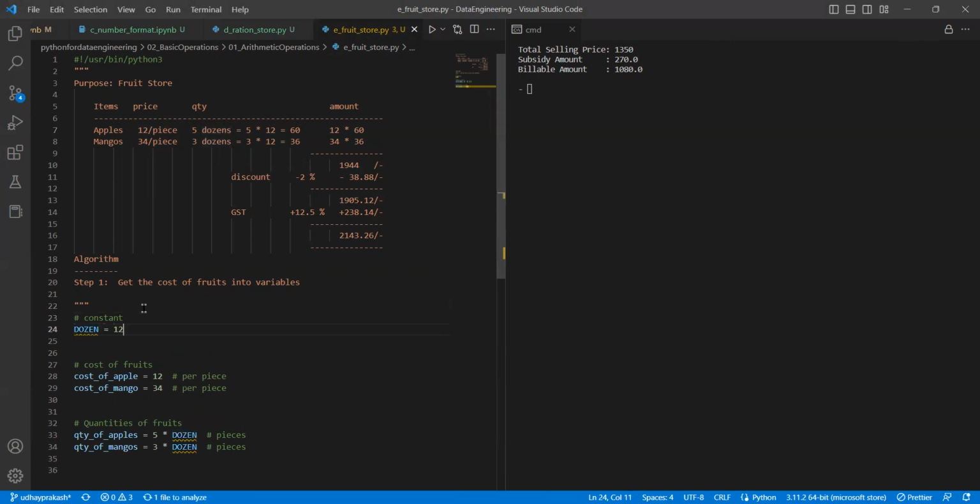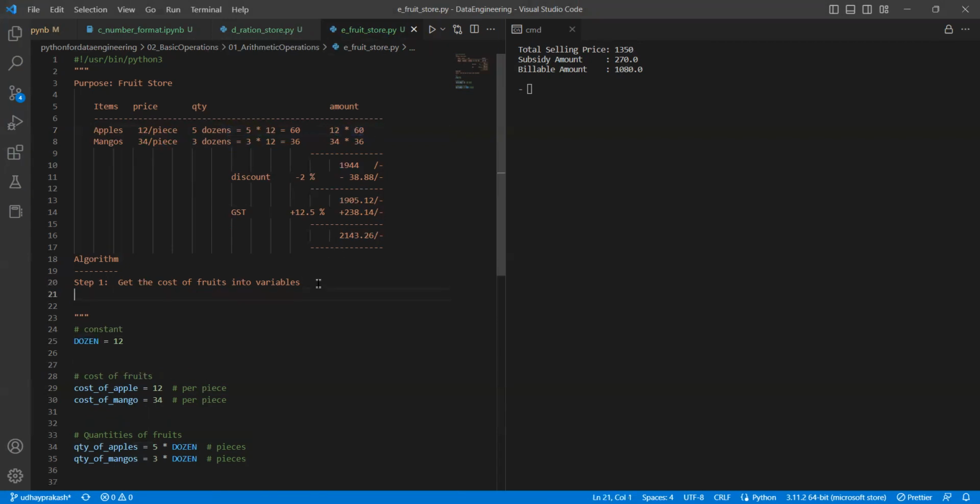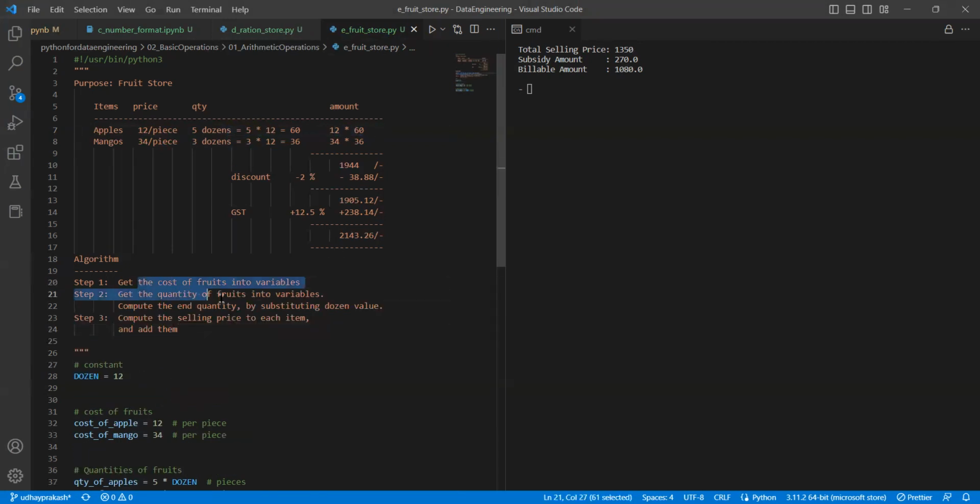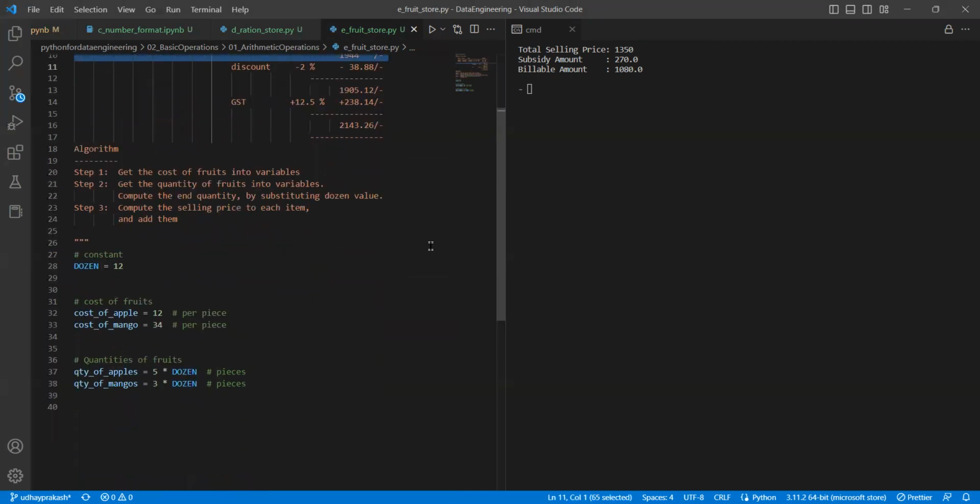So dozen means 12, right? That's a constant. Similarly, we have different kinds of constants. Whenever we encounter them, we can get all of them and place them here. So now we got the prices, then we got the quantity, then we can calculate the selling price. We got the cost and quantity. Now we need to compute the selling prices and add them. We need to get 1944.